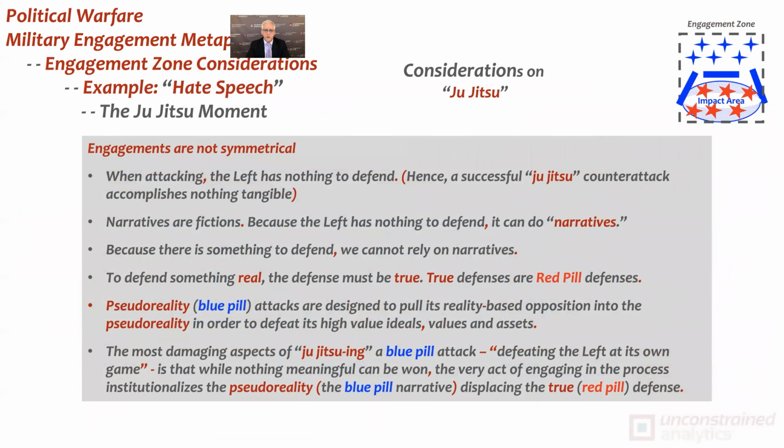So let's just finish this jujitsu discussion that kind of runs through here. When attacking, the left has nothing to defend. Hence, a successful jujitsu counterattack accomplishes nothing tangible. Narratives are fictions. Because the left has nothing to defend, it can do narratives. Because there is something to defend, free speech and the hate speech paradigm here, you cannot rely on narratives. To defend something real, the defense must be true. True defenses are red pill defenses.